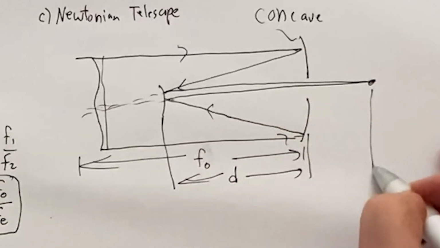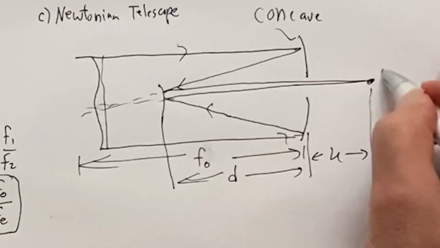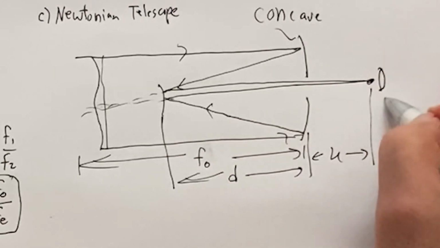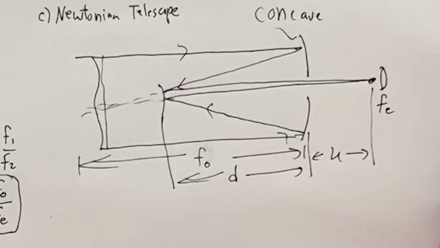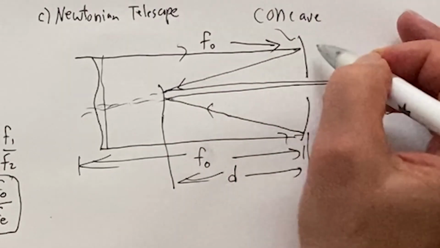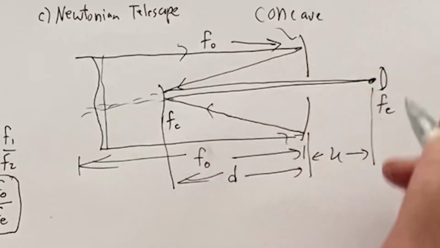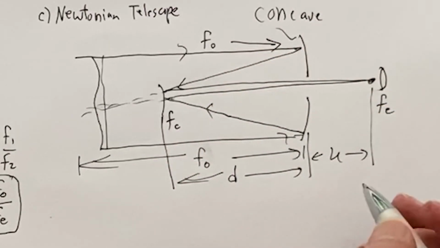And you might consider this as some U to get to this point. And then you put an eyepiece here. So this is the focal length of the eyepiece. You have the focal length here of the objective that collects the light. And there's a focal length here of the cute little convex mirror. So you have like three things going on here.